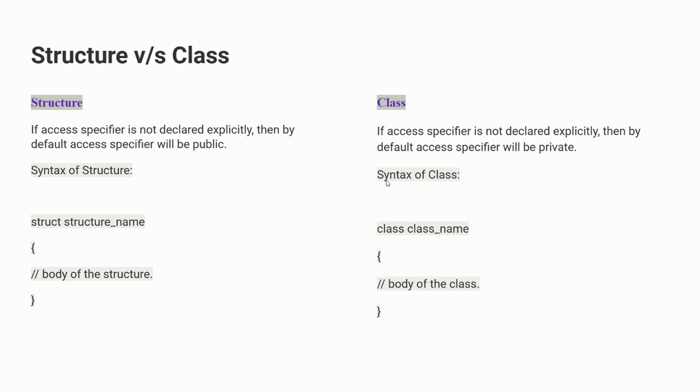Next we will see the difference between a structure and a class. Structure: if the access specifier is not declared explicitly, then by default the access specifier will be public in the structure. If the access specifier is not declared explicitly in a class, then by default the access specifier will be private in the class. See the syntax of the structure: struct name. In the curly braces, we are writing the body of the structure. Here, see the syntax of the class name, and we are writing the body of the class in the curly braces.